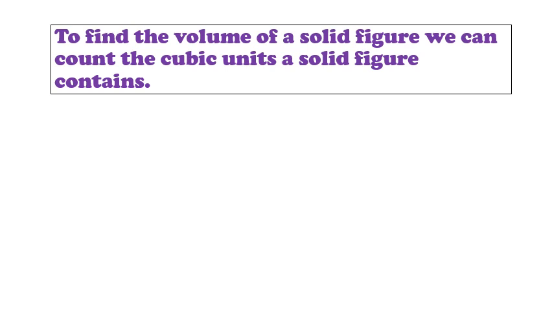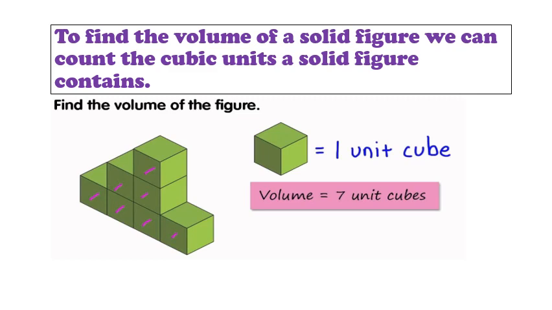Look at this example. Find the volume of the figure. I have a solid figure and I want to find the volume of this figure. At the beginning, look at this cube. Each one cube equals 1 unit cube. That means each one cube equals 1 cubic unit. So to find the volume, I can count the cubic units the solid figure contains. Let's start to count with me and be careful.